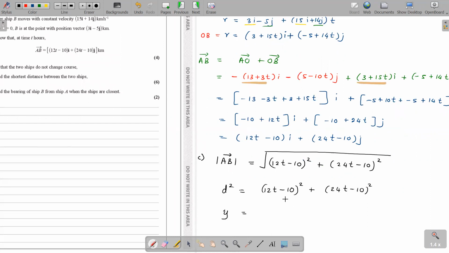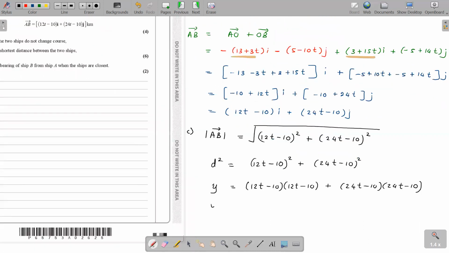Then open the bracket: 12t minus 10 into 12t minus 10. Are you capable of opening the bracket immediately? You can do it immediately, please do. I'm writing some extra steps here, but these are not necessary. You could open the brackets immediately if you are familiar with it. So 12t into 12t is 144t squared. 12t into minus 10 is minus 120t. Again, minus 10 into 12t is minus 120t, giving minus 240t in total. Minus 10 into minus 10 is plus 100.